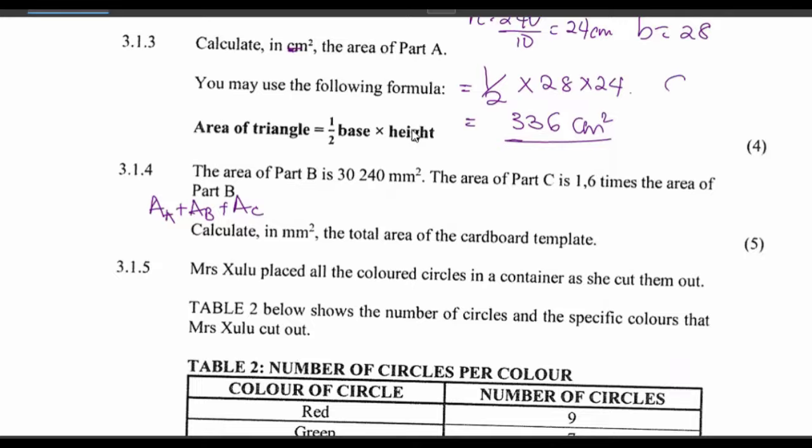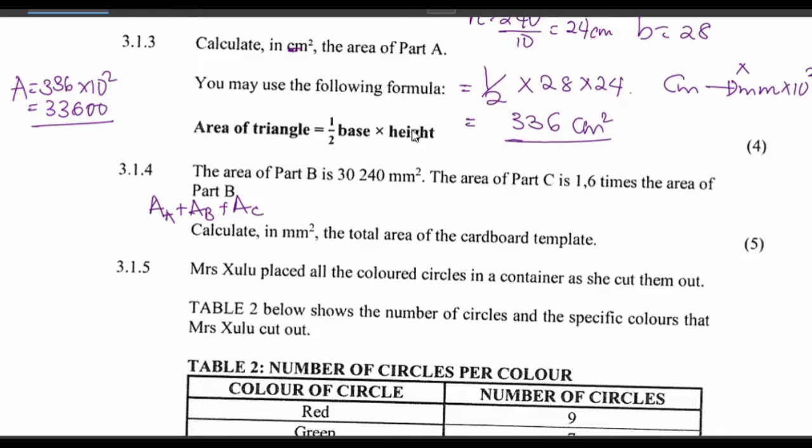And remember, when we are changing centimeters to millimeters, we multiply. So we shall multiply by 10 to the power of 2. Together? So we need to change the area of A. Now area of A becomes 336 times 10 to the power of 2, which is 100, and you get this much.